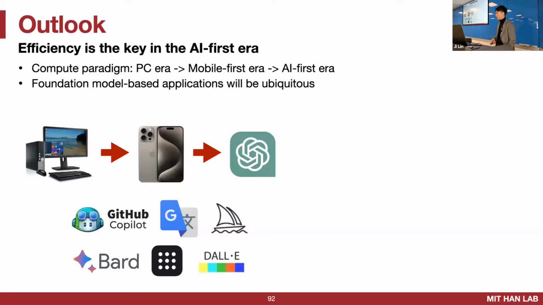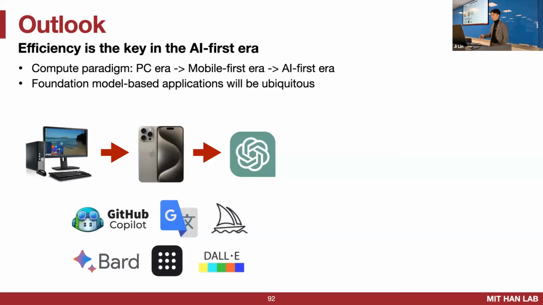Looking forward, we still believe that efficiency is key as deep learning develops into the future. The compute paradigm has shifted a lot over the years. People originally mostly used PCs, and the last paradigm shift was the mobile-first era, where people basically moved everything to their smartphones. Recently, with the development of foundation models, people are redoing everything and rebuilding every application with the aid of AI. So we are actually witnessing an AI-first era.